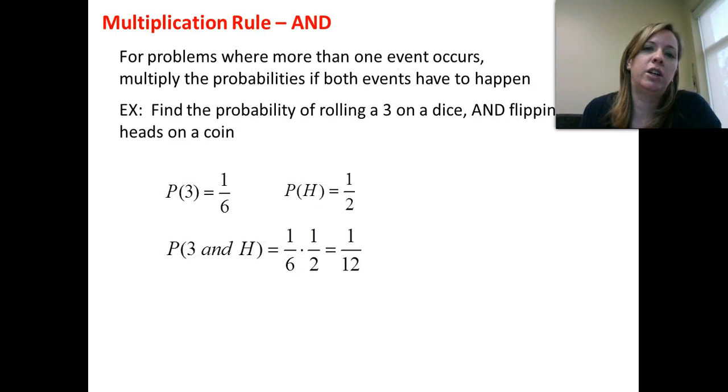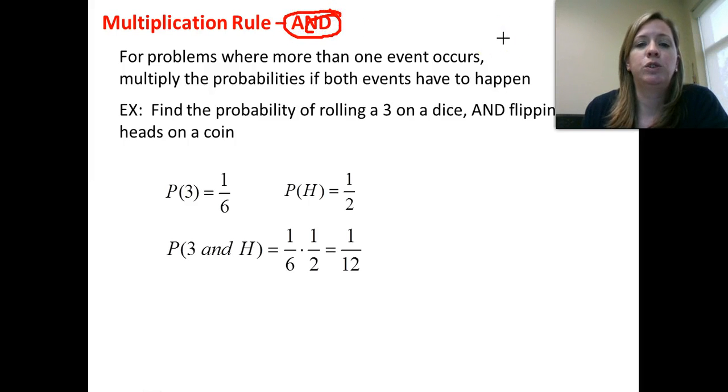All right, so now let's talk about probability and the multiplication rule. The multiplication rule, the best way to remember when to multiply is when you see this word and. And means multiply in probability problems. This is when you have more than one thing occurring. So both things have to happen either at the same time or one right after another.